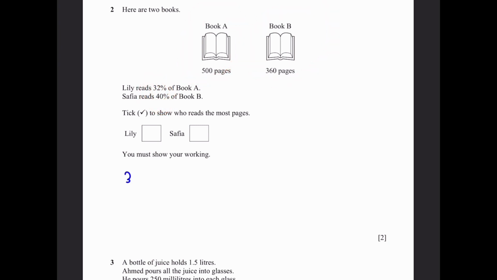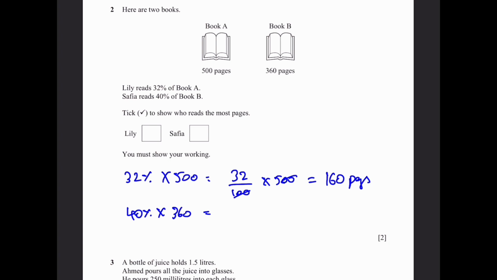So 32% of 500 is equal to 32 by 100 into 500. Now we can cancel the two zeros. That becomes 160 pages. Now 40% of 360 is equal to 40 by 100 into 360. Cancel out the two zeros in this. 4 into 36 is 144 pages. And 160 is greater than 144. Therefore, Lily actually reads more pages.